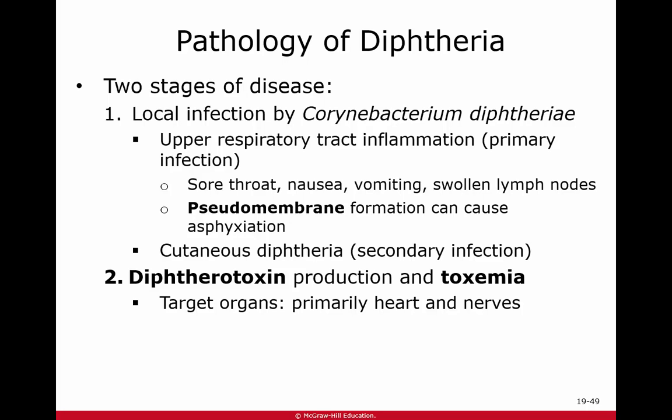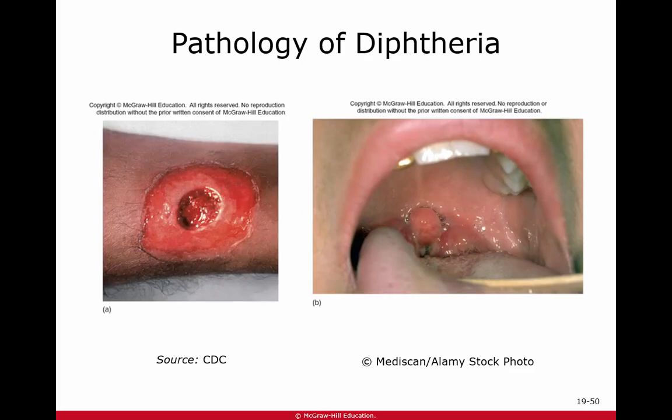Now, we also know that Corynebacterium diphtheriae will release a toxin known as diphtheria toxin, which can lead to toxemia, and typically the target organs for this are going to be the heart and the nerves. On the left you see cutaneous diphtheria, and then on the right you see that pseudomembrane that forms across the back of the throat, and of course this can lead to asphyxiation because they can't breathe.